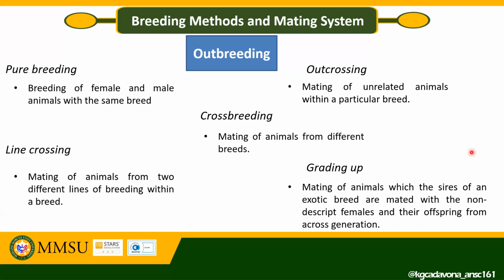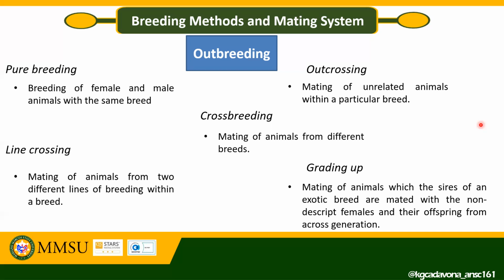Then the third one is outcrossing. Pag sinabi natin na outcrossing, this is the mating of unrelated animals within a particular breed. For it to be successful, take note of this, the animals should not have common ancestors on either side of the pedigree for about 4 to 6 generations. So the idea here is to mate unrelated animals within a breed that are considered to be genetically superior for certain traits. So that is outcrossing.